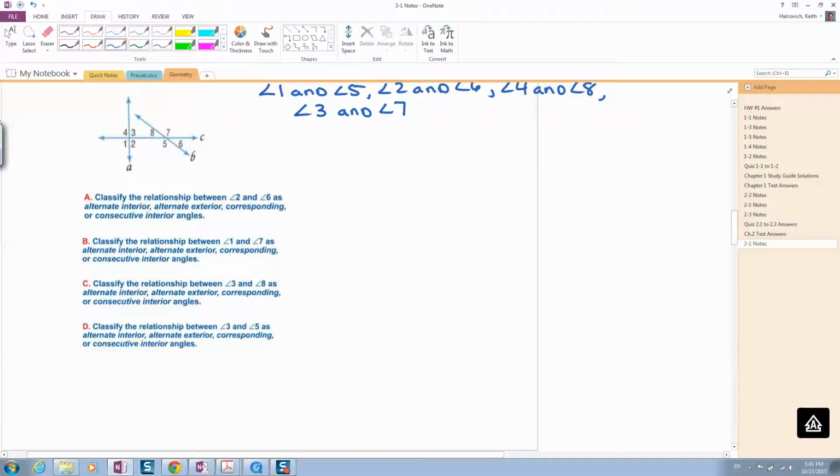So if you look at this picture, 2 and 6, they are corresponding because they're the same spot, just on different lines. 1 and 7 are exterior and they're alternating. Classify the relationship between 3 and 8. 3 and 8 are interior and they're on the same side, so they're consecutive interior. And 3 and 5 are in the interior, but they're on alternating sides, so they're alternate interior.